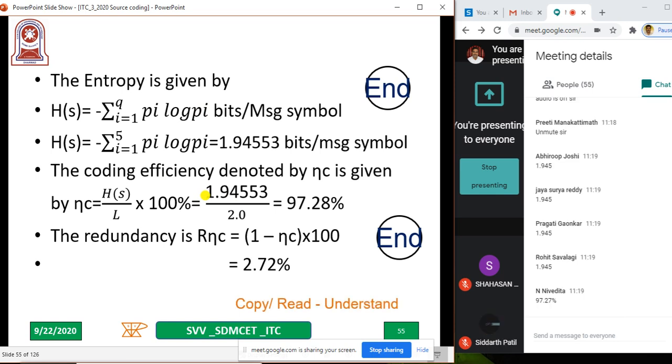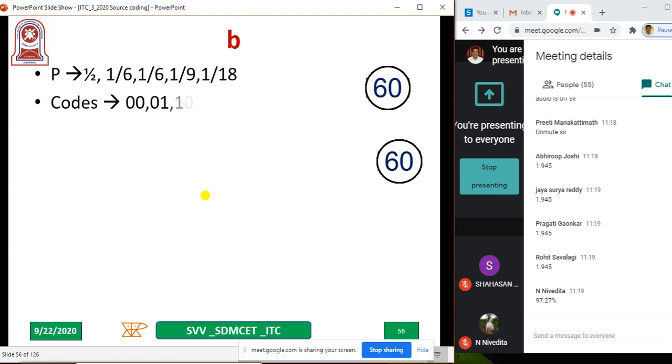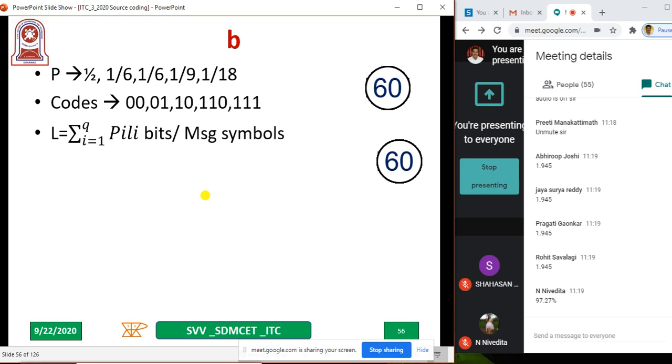So take the B part, codes are given, probabilities are given, find out everything. Again follow the same procedure. L equal to sum of Pi Li bits per message symbol. Then H of S equal to, then efficiency equal to, then redundancy equal to, do it. I'll give you 1 minute. Take H of S equal to, once you complete it, L equal to. We can type an intermediate answer also, so that we can assure the network is there, you are active, I am also active, so that the teaching and learning process will be happening.